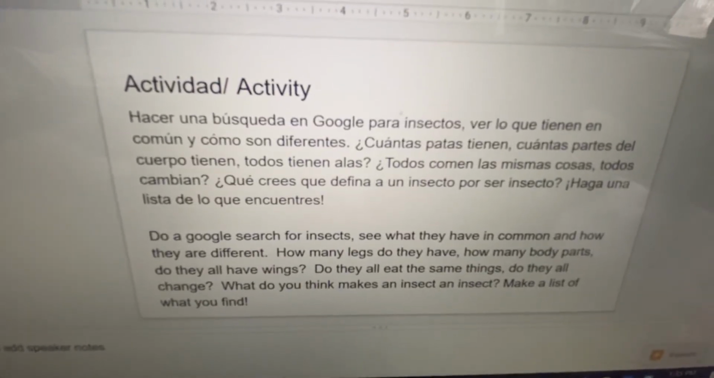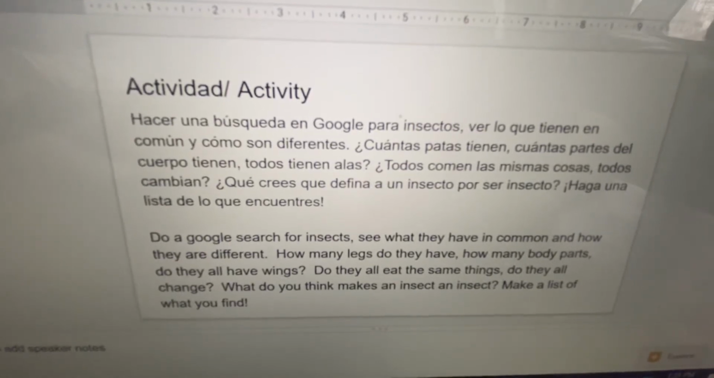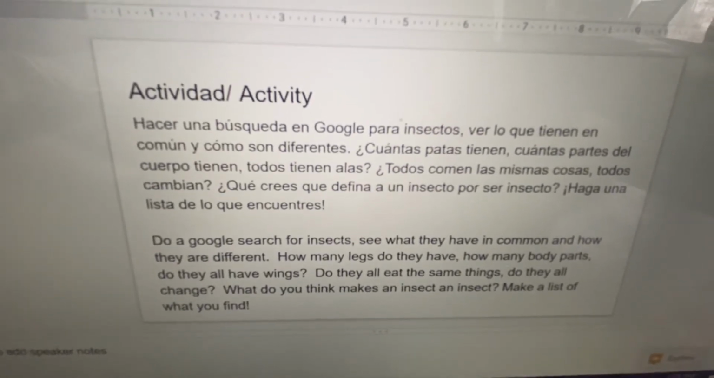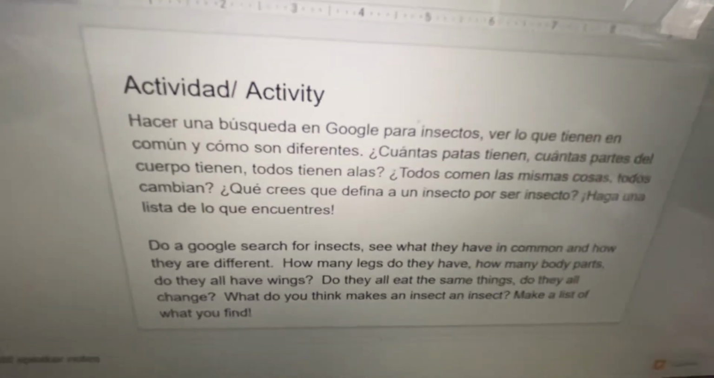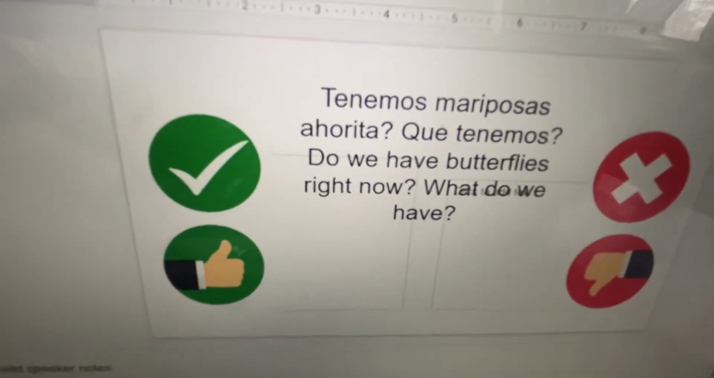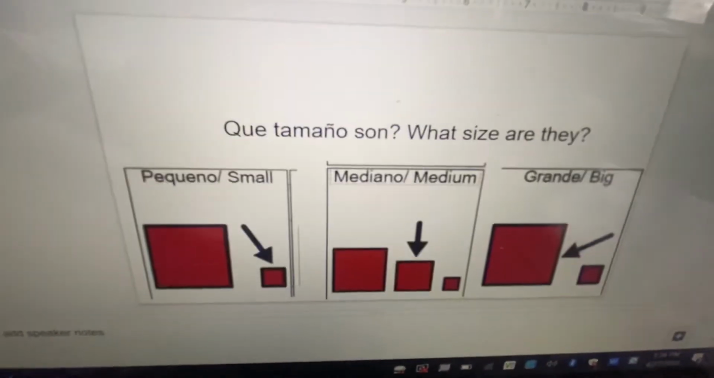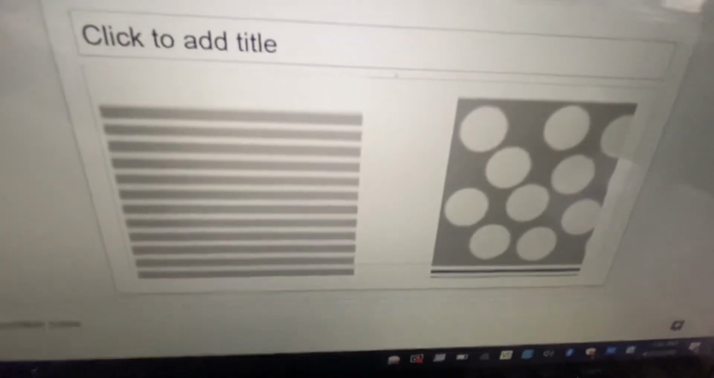So you were supposed to Google and search for the different insects and see what they have in common. Did everybody have wings? Do they all have the same body parts? Do they all eat the same things? You were supposed to make a list of what you found out about all the bugs. And we said, do we have butterflies yet? No, they were still caterpillars, and they were medium. All right, they were still medium. We talked about it. They had stripes and they had spots.